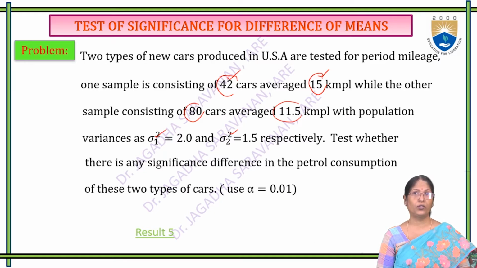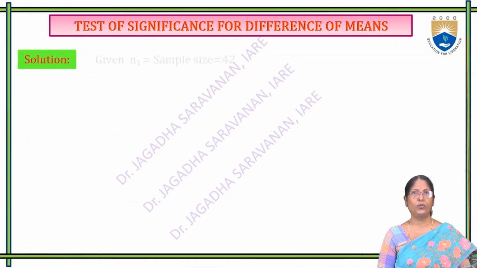Here they specifically told alpha, that is the level of significance, we have to select 0.01. So a two-tailed test we can take, assuming first mu1 equal to mu2. There is no difference in petrol consumption, both are equal. We will define that as the null hypothesis. Now first we will move to the solution. First, what are the data, with the simple notations we will write it.